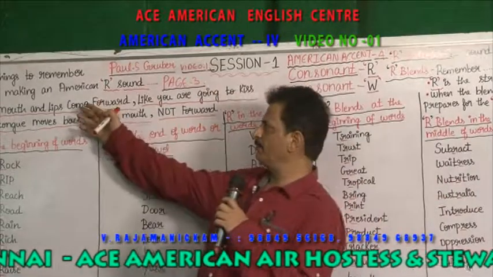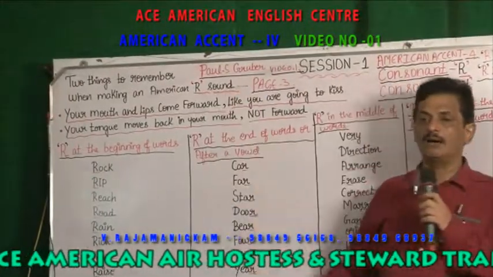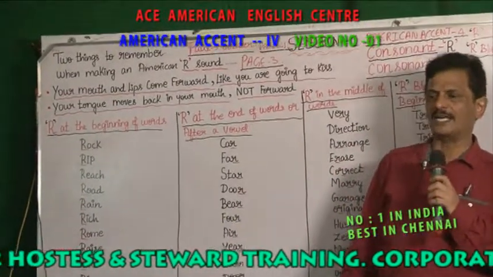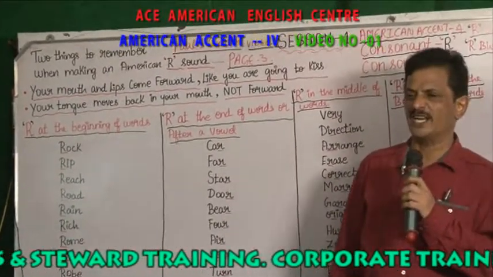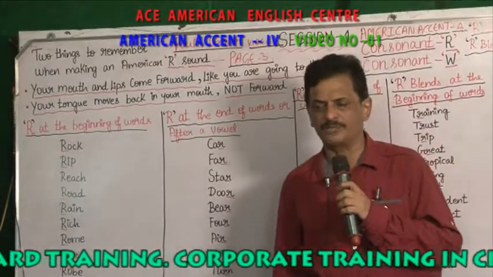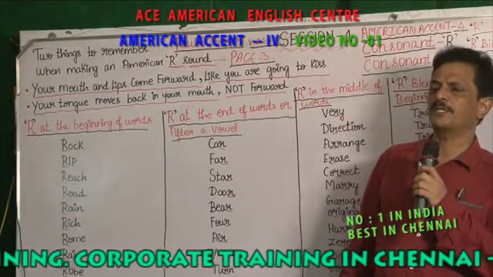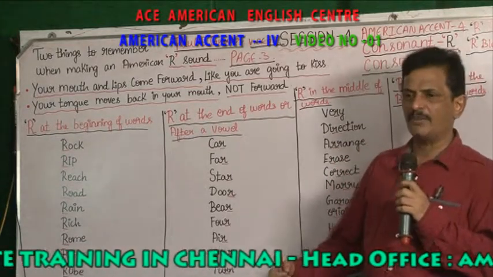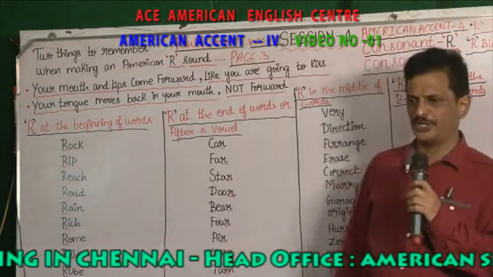Two things to remember when making an American R. When you are able to pronounce the sound R correctly, you are considered to be half American and half Britisher.